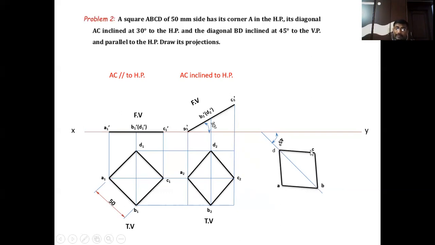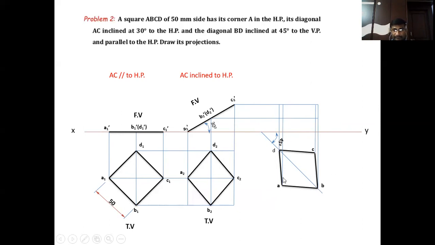After getting this rhombus at an angle of 45 degrees, draw the vertical projectors from each point, that is from A, B, C, and D, and draw the horizontal projectors from the second stage front view. These are the horizontal projectors. The vertical and horizontal projectors intersect each other, and then we will get the points in the front view.